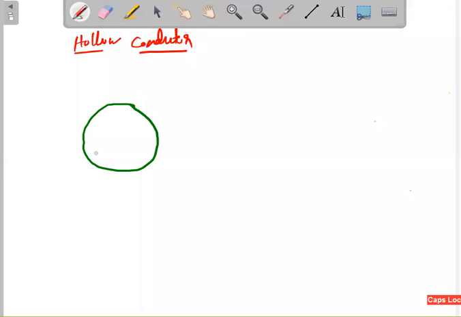In the hollow conductor, where will be the charges? The charges will be here. Suppose this is the hollow conductor, this is free space. So I can draw my imaginary circle here. I can go anywhere inside this sphere, because this is hollow. Suppose I am standing here, my position is here.